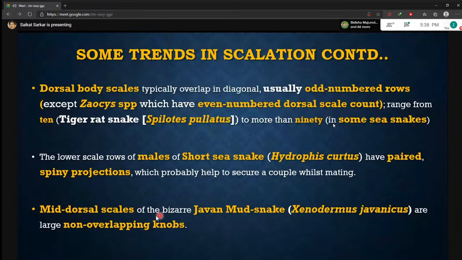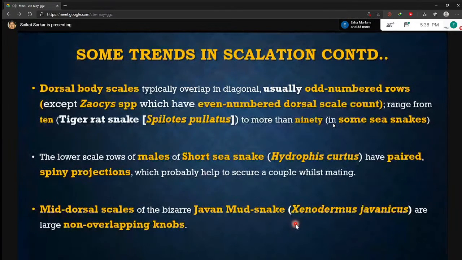Now mid dorsal scales of the bizarre Javan Mars snake. Again, I have a picture for that. This particular Javan Mars snake is also called the, what do you call? Another common name is there. It's not coming right now. So these Javan Mars snakes, these are also freaks.